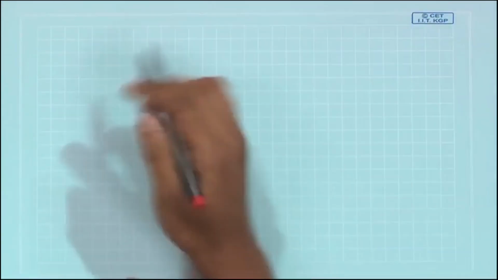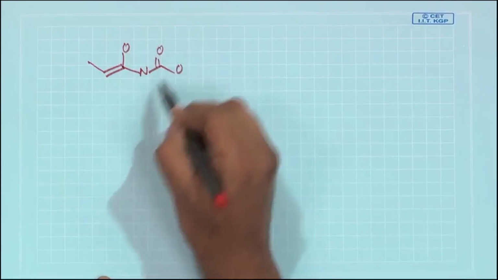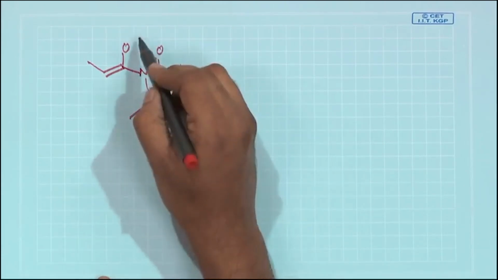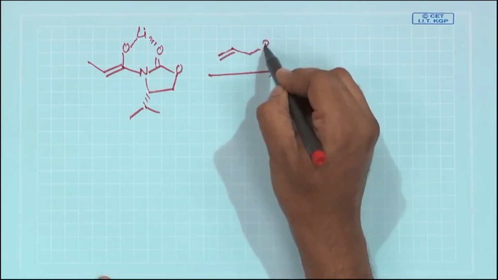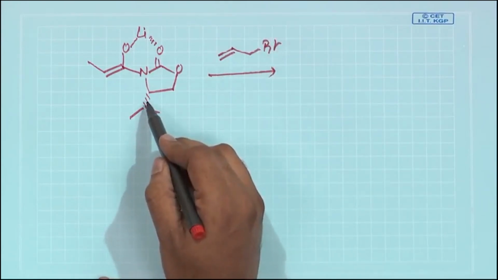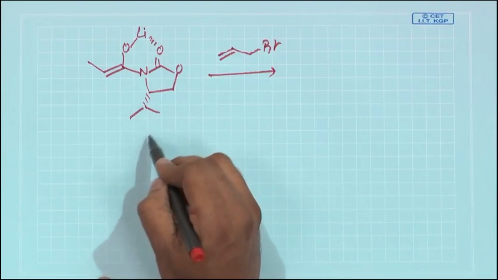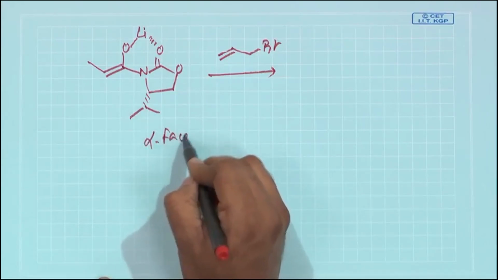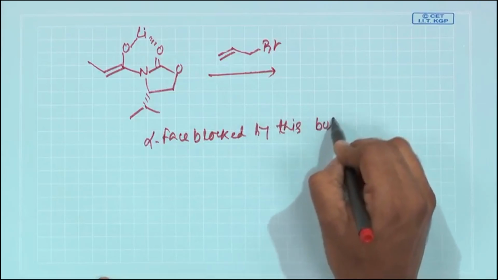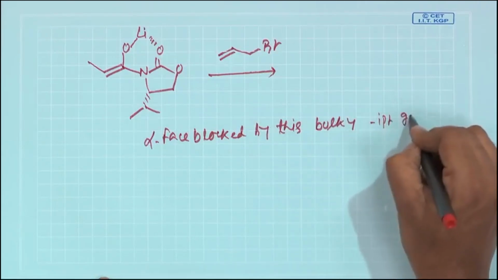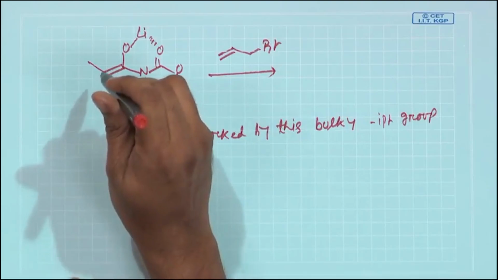Now, you have this Z enolate in this reaction mixture, N-C double bond O, lithium. Now, you react with allyl bromide as your electrophile. Now, see that this isopropyl group in this oxazolidinone blocks the bottom face, or the alpha face, by this bulky isopropyl group, and that was very important. So, then your incoming electrophile only will get the beta face approach.